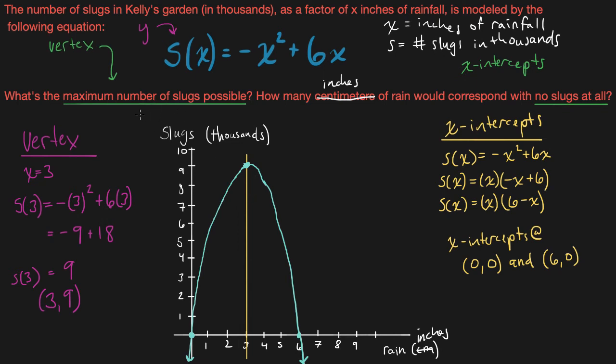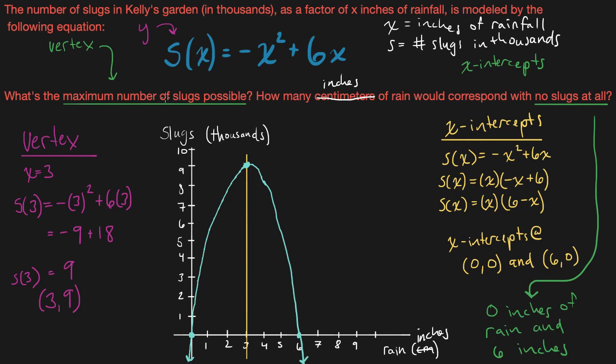We have answered both of these questions. So for this question on the right, how many inches of rain correspond with no slugs at all? Well, 0 inches of rain. Let me write this in the right color here. I'll write it down here with a little arrow. Let's continue this here. 0 inches of rain, and 6 inches of rain. That's the number of inches that would correspond with no slugs at all.